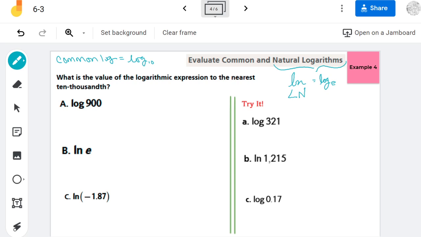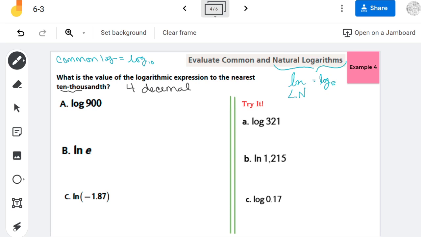Now, this set of problems is really just making sure that you know how to plug into your calculator. So what I recommend doing is making sure that whatever calculator you use for your work, for your test, for whatever, that you're getting the same values that I'm getting. Okay? So this tells you what is the value of the logarithmic expression to the nearest 10,000th. So the 10,000th would be 4 decimal places. So another key thing here is making sure that you're rounding properly.